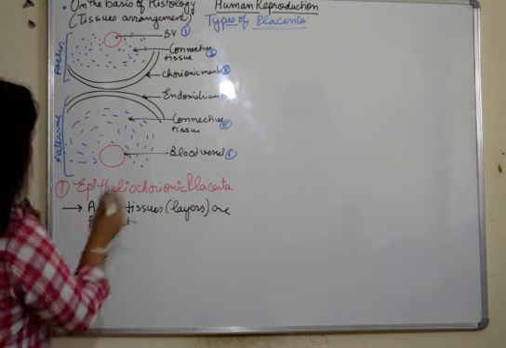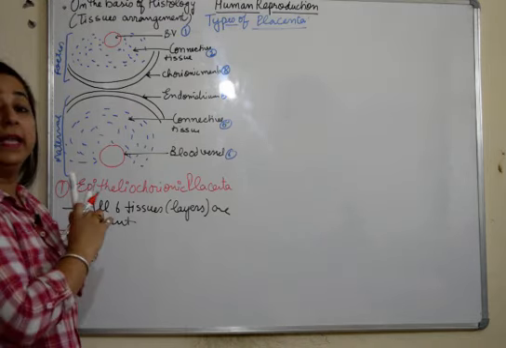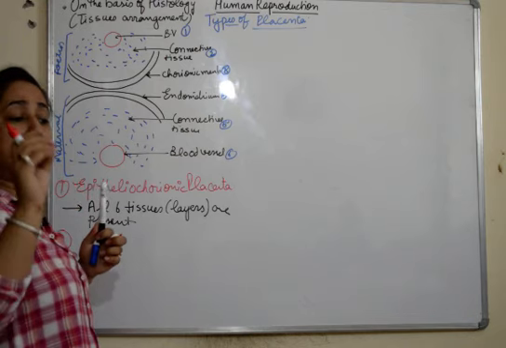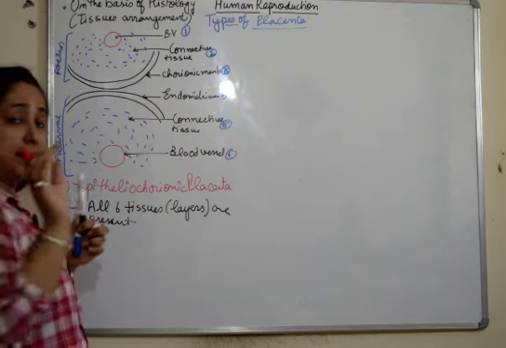The second type of placenta would be syndesmochorionic placenta.